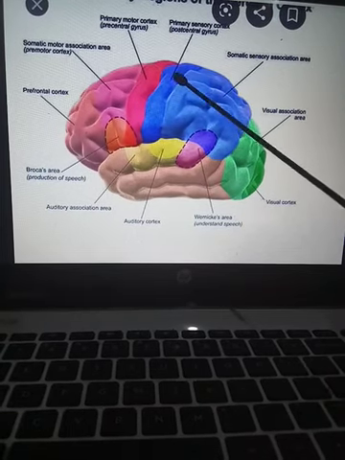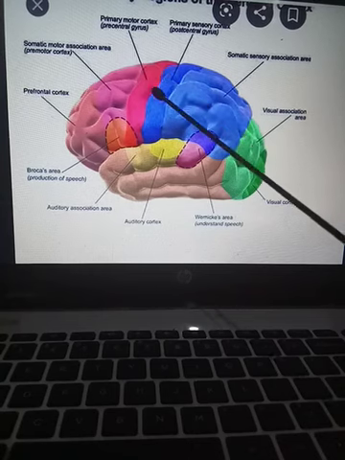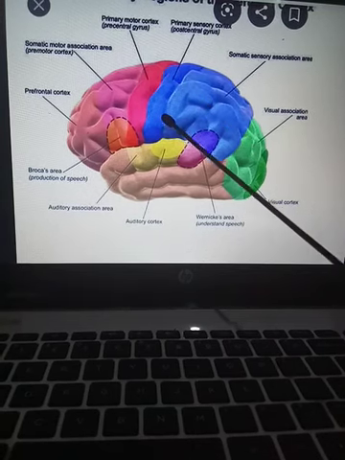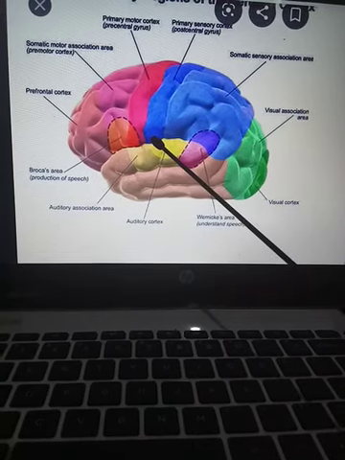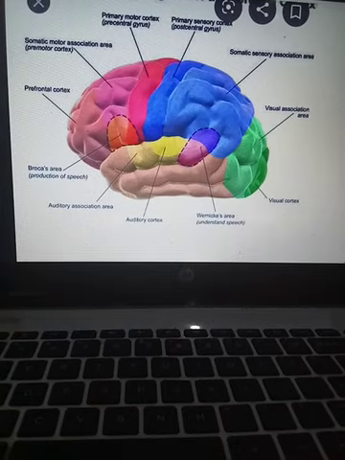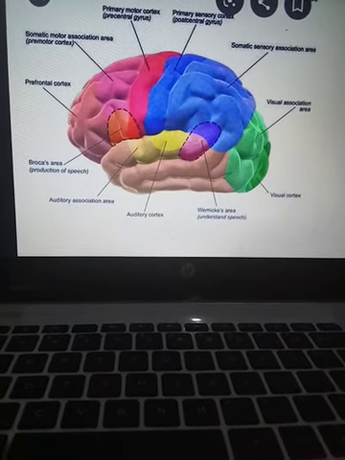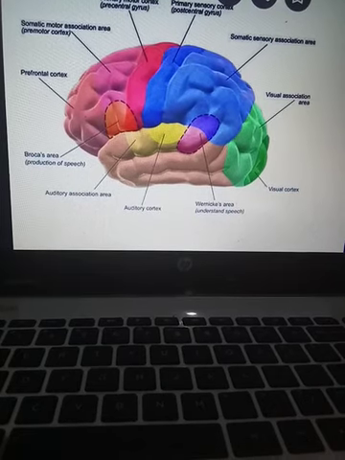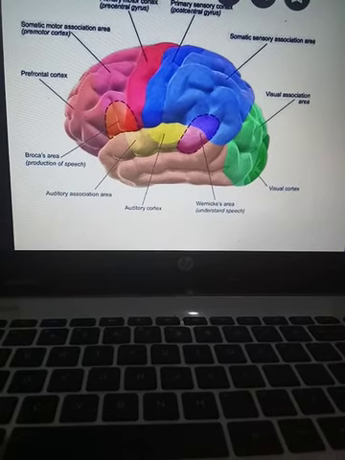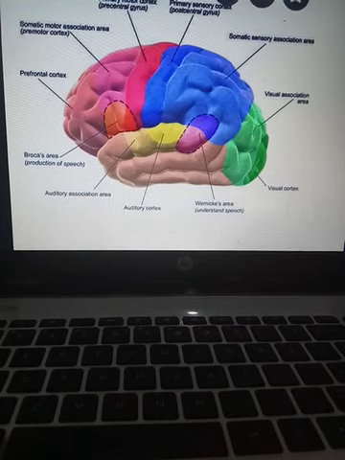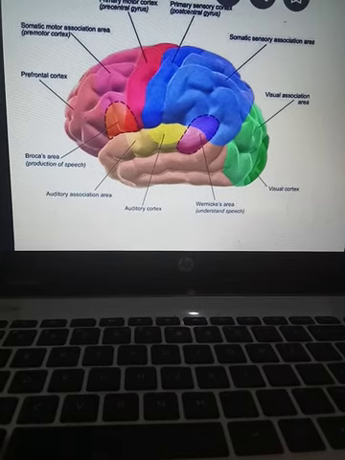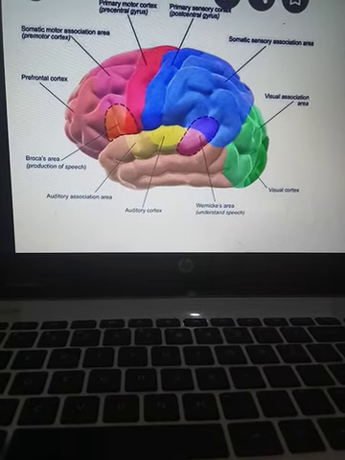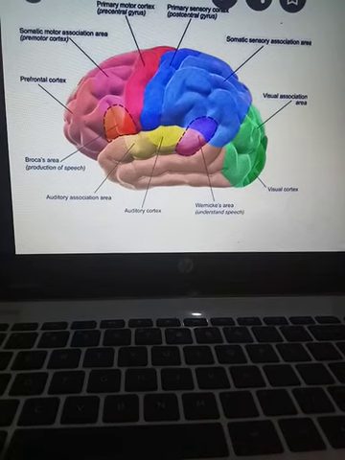This is present in the postcentral gyrus, between the central sulcus and the postcentral sulcus. It receives sensations from the various body parts. It is at the receiving end. It receives the sensations from the various body parts, and they pass via the ventral posterolateral and posteromedial nuclei of the thalamus to this.